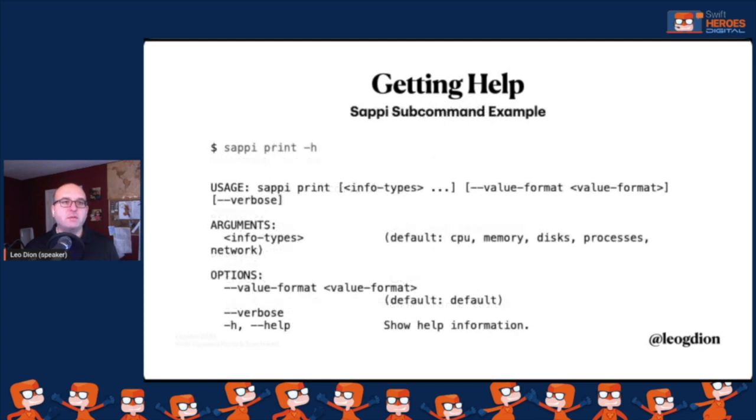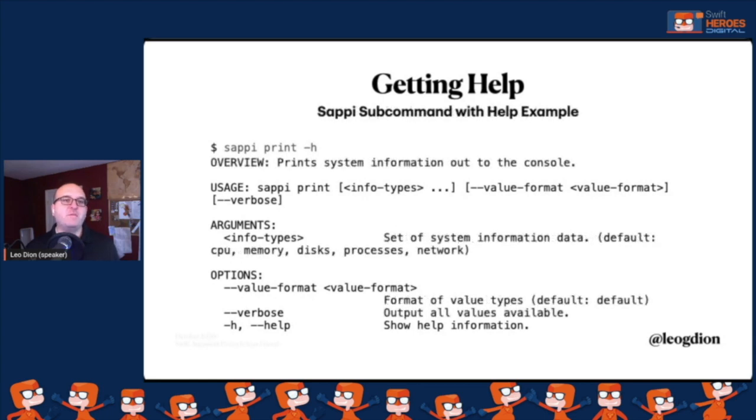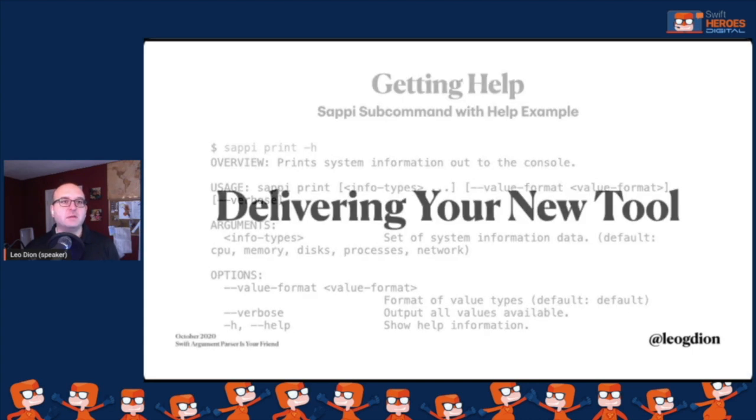Again, with print and our other subcommands, we could do the same thing where we're actually adding helpful information. I almost think of it like a user interface for the user of your command line tool. So that way they can actually know what they can do and what is available to them as far as arguments, options, and flags.